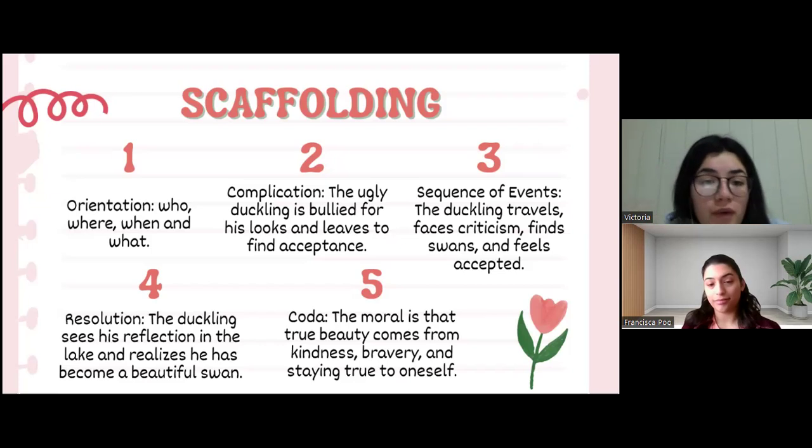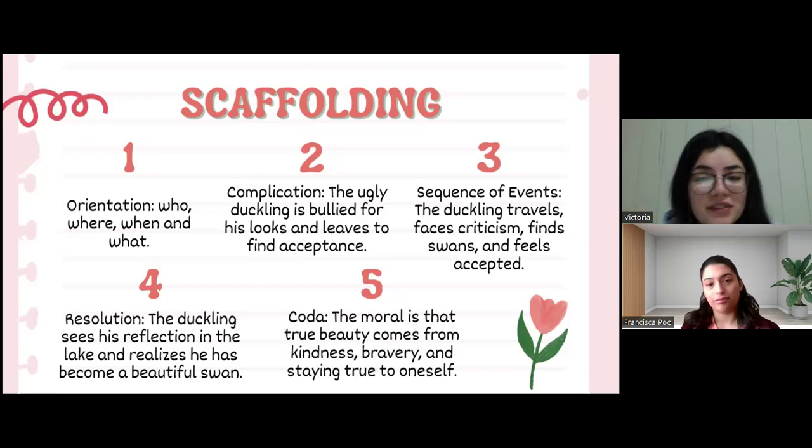And then we have to identify when this story happens, where this story takes place, and finally what refers to what is happening in the story. To answer that question, we are going to analyze the other steps, which is complication. Complication refers to the main event that changes everything. For example, the ugly duckling is bullied for his looks and decides to leave to find acceptance.